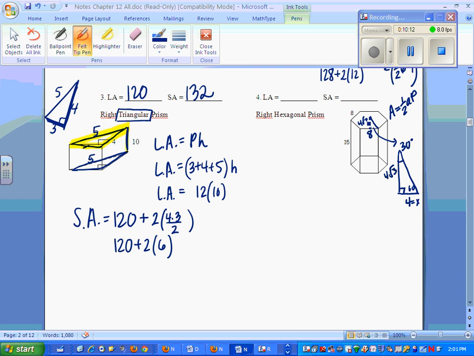Let's go ahead and do the lateral area, which is the perimeter of the base times the height. 15 is going to be my height, and I know this is a right hexagonal prism, which means it's a regular hexagon. So my perimeter is 8 times 6, which is 48, times my height, which is 15. 48 times 15 is 720.